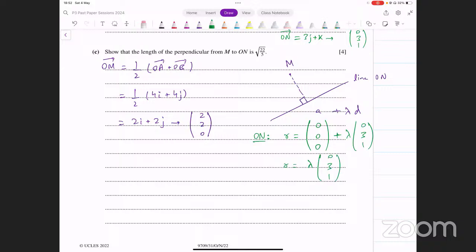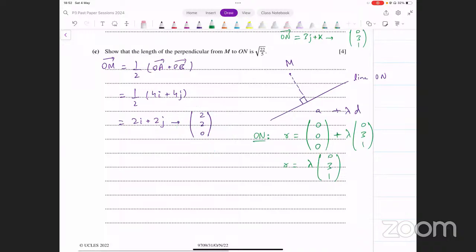We've got the equation of the line ON. We've got the position vector of the point M. Now, what do we used to do after this? We need the position vector of the foot of the perpendicular. Let's call this point X. What is point X going to be? The position vector of the point X, we can say OX vector.